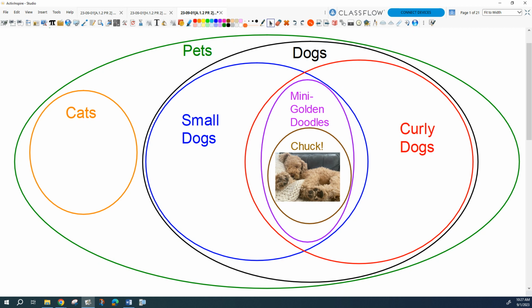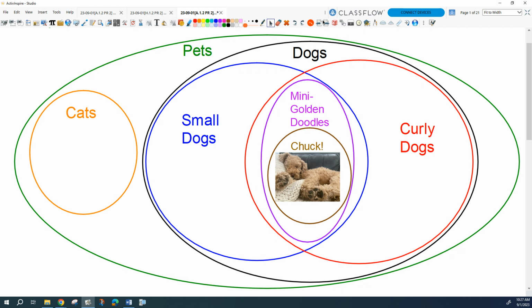So the intersection of the blue and the red sets is this football-shaped piece in the middle. That contains what kinds of dogs? Small and curly, right? So a subset of that intersection might be the set of all mini golden doodles, because all mini golden doodles are small dogs and they're also curly-haired dogs. And then inside that somewhere is the subset of the Oya family dog, which is Chuck. He's a little golden doodle. Okay, so that gives you an example of how things fit together in a Venn diagram.